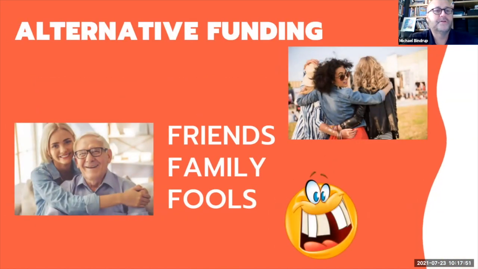All right, alternative funding. If you don't qualify for this stuff, if your credit's subpar, if you have no cash flow in your business, you might be able to get alternative funding. This can be from 3 sources: friends, family, and fools. Okay, fools are anybody dumb enough to loan you money because you're really not a good credit risk, right?